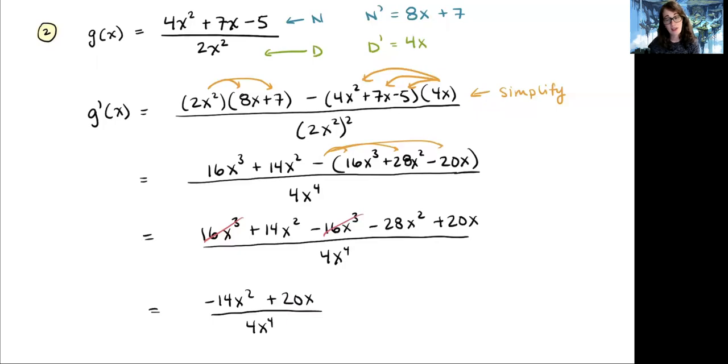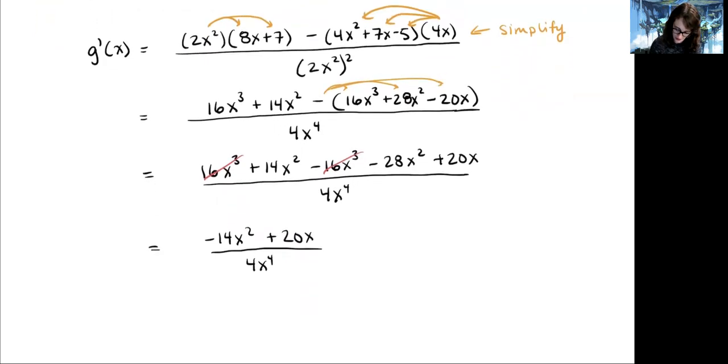Okay, now the last thing you want to do is see if you can factor the numerator, because sometimes you can cancel with things in the denominator. So I think we have a GCF up top of a 2 and an x. So let's factor that out. What we'll have left is a negative 7x and then plus 10. That's all over 4x to the fourth still.